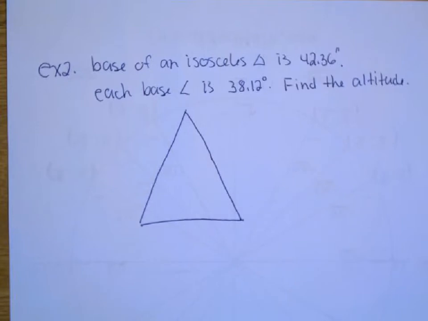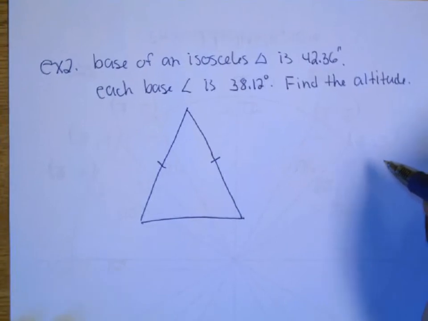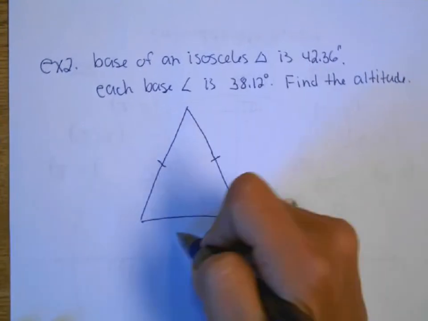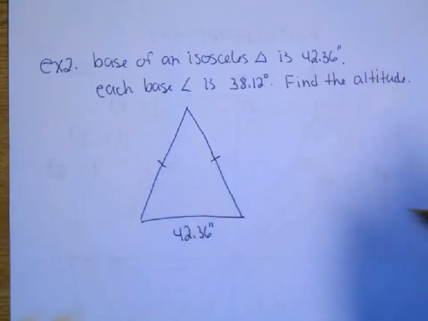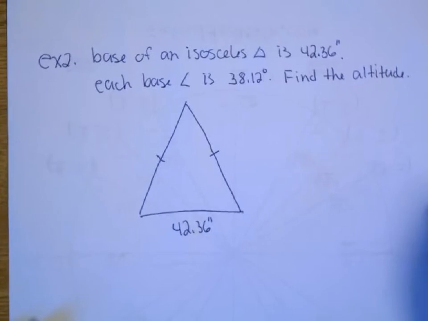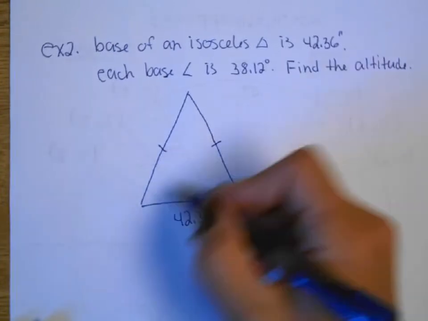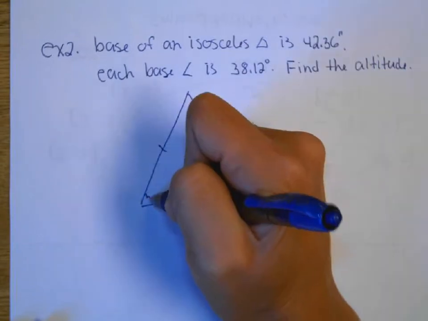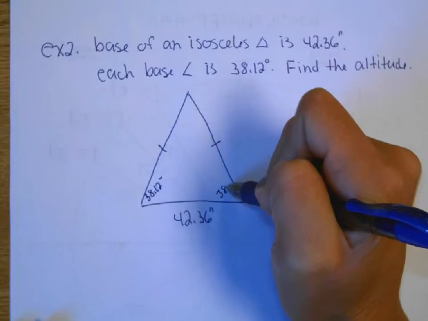What are they telling me about this isosceles triangle? The base is 42.36 inches. Where's the base? The bottom. What about that 38.12 degrees? Those are the two bottom corners, and they're the same because they're across from the same side. What do you do, Austin?